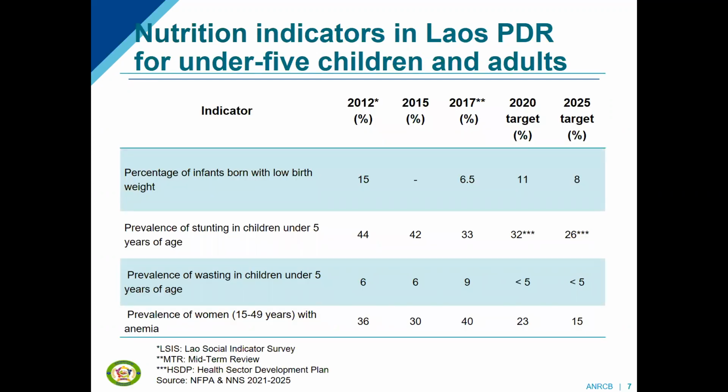So what is the state of nutrition in Laos? We can set goals and monitor our progress towards them by using indicators. And here we see 4 key nutritional indicators. The first regards low birth weight in infants. We see that 15% of children born in Laos in 2012 had low birth weight, and this number improved to 6.5% in 2017, thereby achieving targets that had been set for 2020 and 2025.